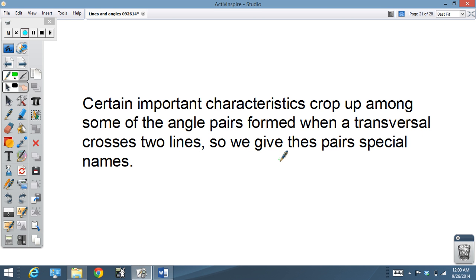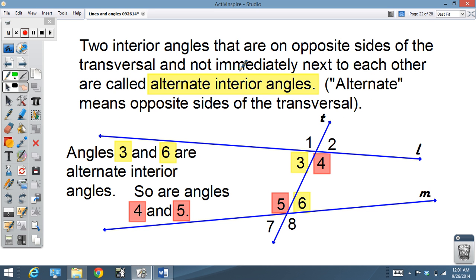Now, certain important characteristics crop up among these angle pairs formed when a transversal crosses two lines. So we give these pairs special names, and this is critically important. So we're going to have four different sets of relationships here. The first is called alternate interior angles. Alternate means we got opposite sides of the transversal going on. So two interior angles on opposite sides of the transversal that aren't immediately next to each other are alternate interior angles. So 3 and 6 are opposite sides of the transversal and both interior.